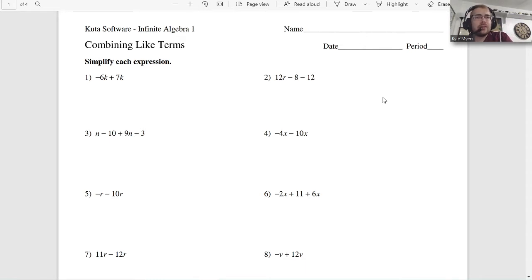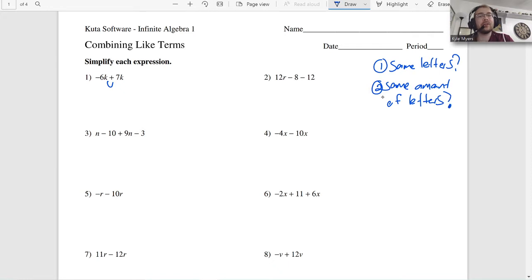So let me start with a color that works. I usually like to start with blue because that's my favorite color. When we combine like terms, you're kind of asking yourself two things. One, do I have the same letters? Same letters, right? It's either yes or no. And then two, you also want to see same amount of letters. And you actually need both of those things for it to be like terms.